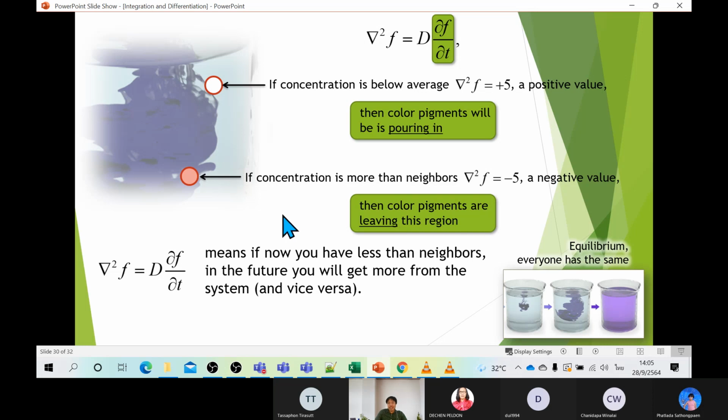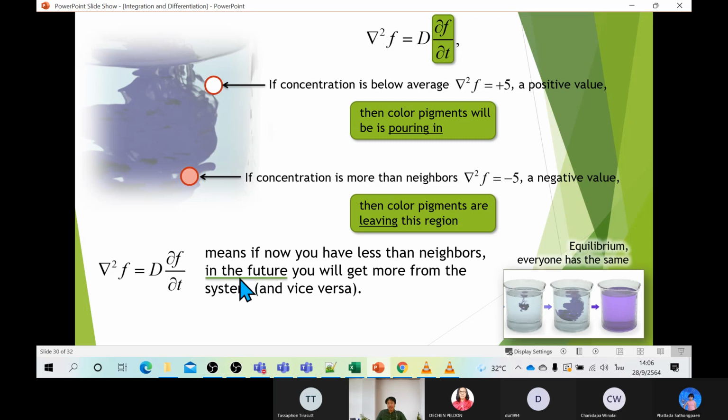If I summarize this, it means that if you have less than the neighbors, then in the future you get more from the system. That's what diffusion means. If in this region you have less than the neighbor, you are gaining more pigments. If you have less than the neighbor, you always get more from the system.